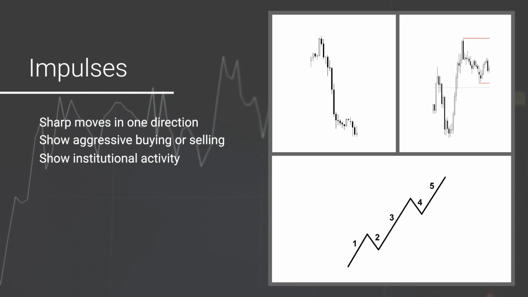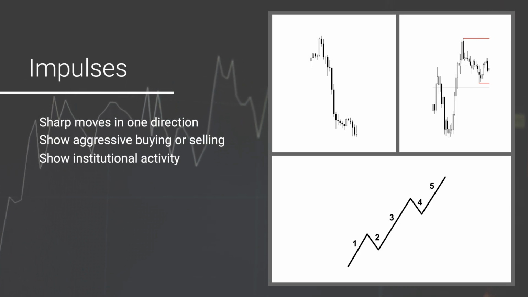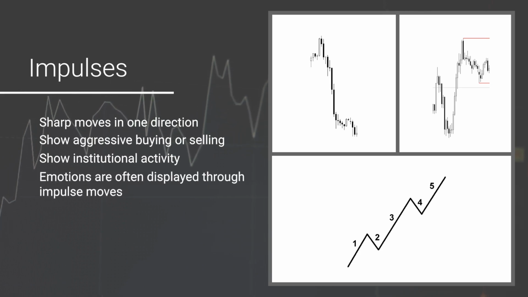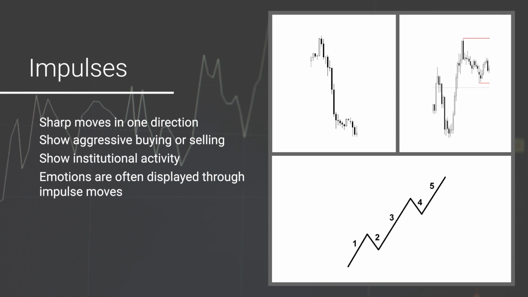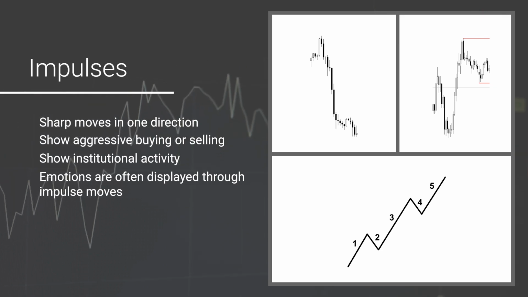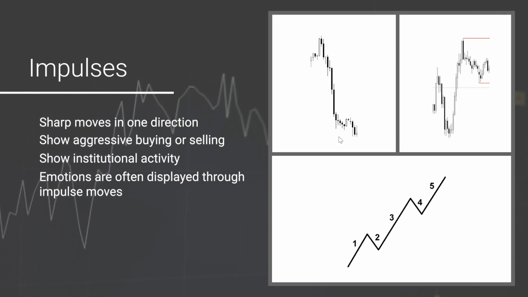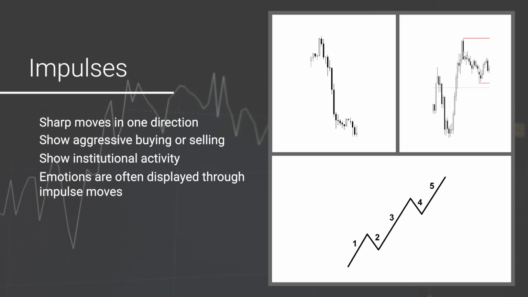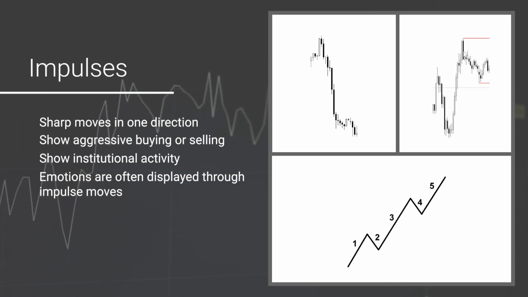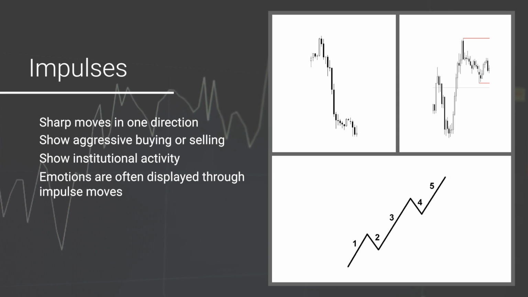That I will also go into later. And what else? Lastly, impulses show emotions, so emotions in the market. In the instance of a crash or a sharp move down, it often shows fear in the market. In the instance of a rally, it can be showing greed, or again, fear. Those are the key emotions that we experience as traders.